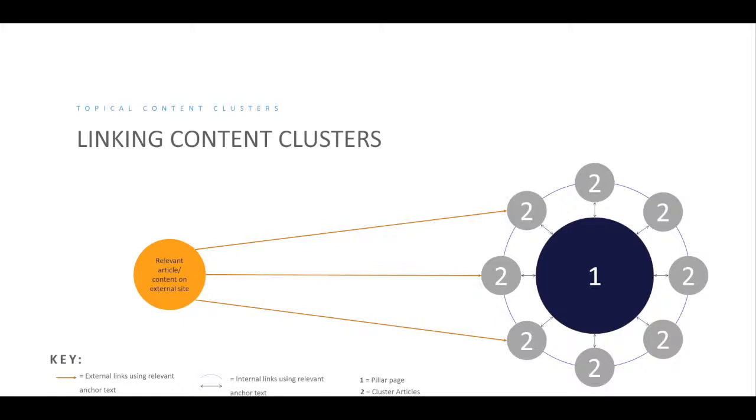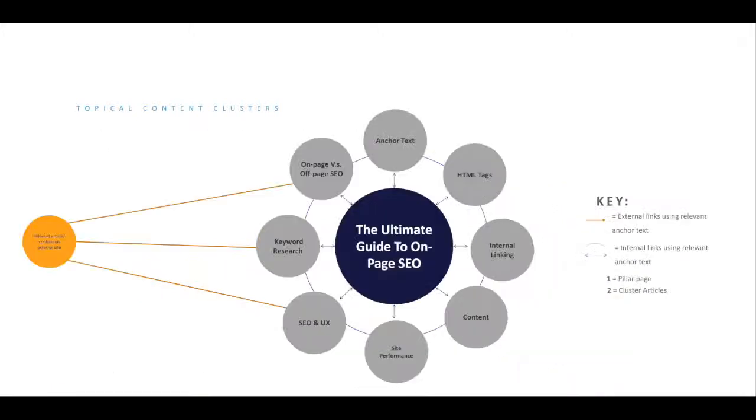Your cluster topics don't have to focus on long-tail variations of the same keyword, but they should be semantically related. In this example, if our pillar topic was the ultimate guide to on-page SEO, our subtopics or cluster pages could be things like content, SEO and UX, and keyword research, etc.